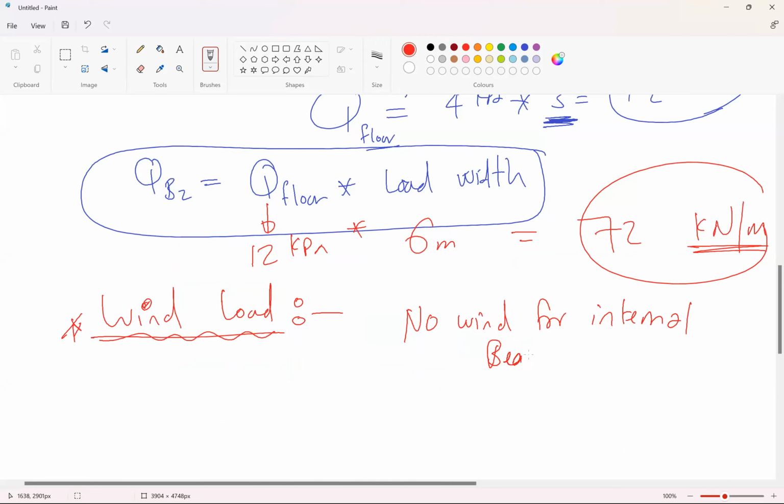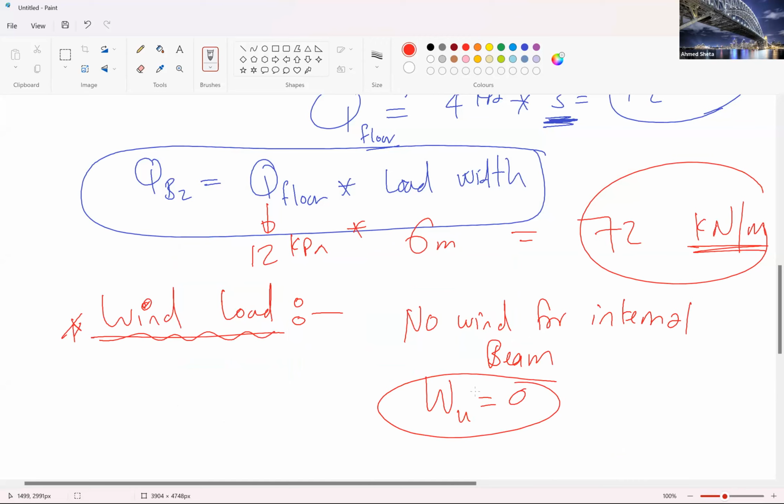But I think it doesn't ask us to find that out, does it though? No, it will not ask. But sometimes students do the wind here. But because there is no opening, no details for any opening or any wind inside, there is no wind on the floor beams. Okay, so for B2 you need only to calculate dead load and live load, and that's it.